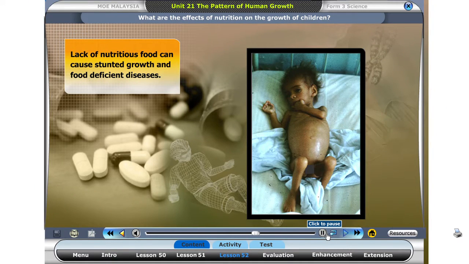When children do not have proper nutrition, their physical and mental growth will be affected. This child is suffering from a disease called kwashiorkor because of insufficient protein. Thus, not having nutritious food can cause stunted growth and food-deficient diseases.